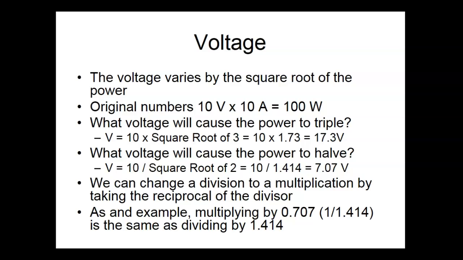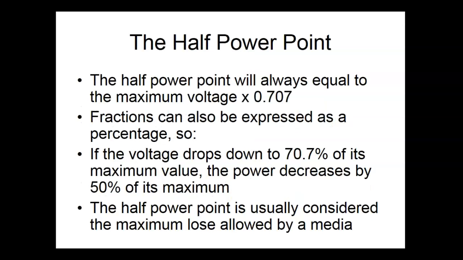We can change the division problem into a multiplication problem by taking the reciprocal of that. The half power point will always equal the maximum voltage times 0.707. So understand that now, right? Everybody okay there?